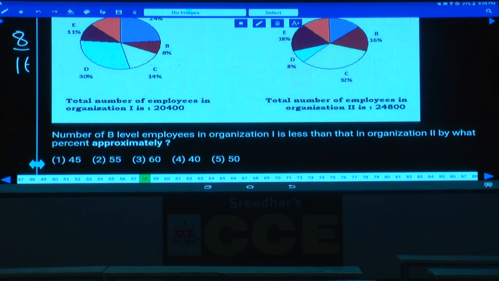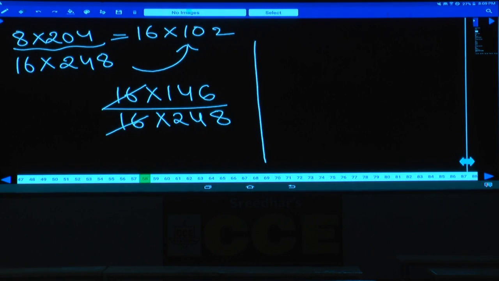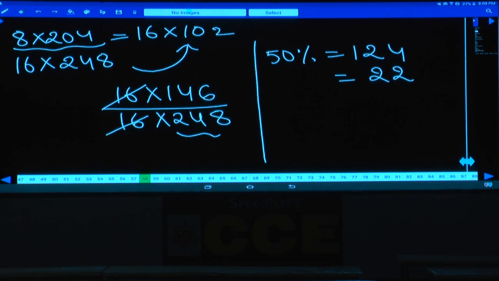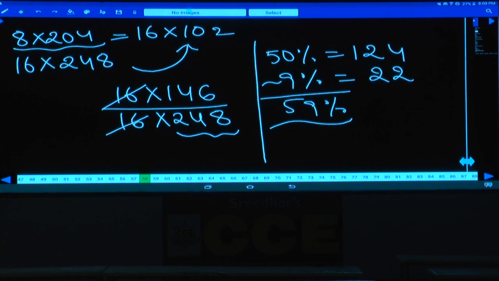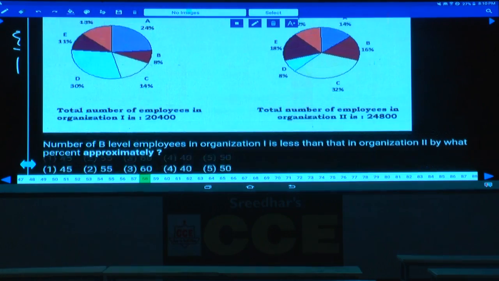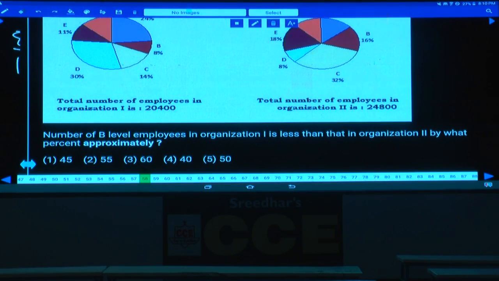What percentage? Correct? Come on, what is 50% of the denominator? 124. Still you need to add 22, which is less than 10% but close to 10%. Can I take this number as approximately 9%? The answer should be approximately 59% or 60%. Which option do we have? Yes, third option.